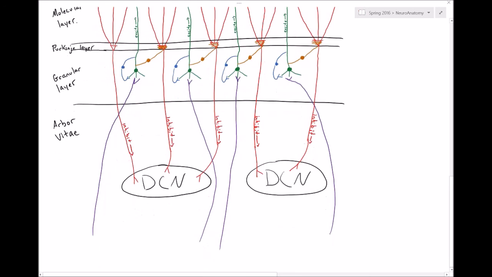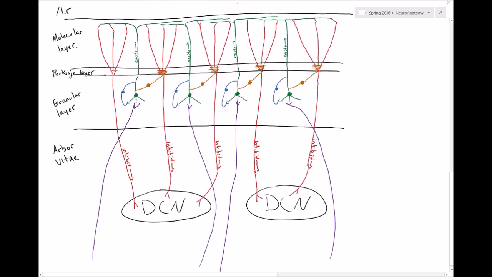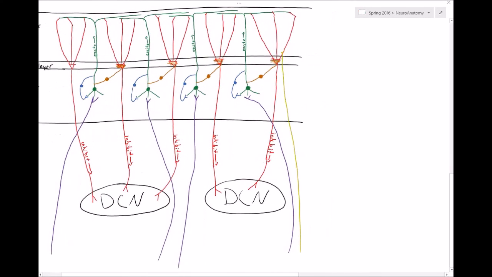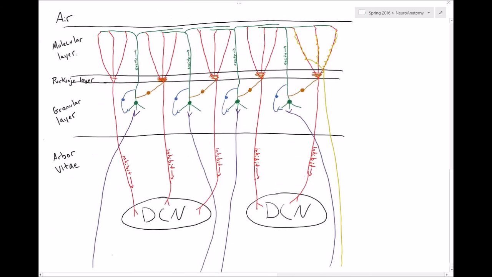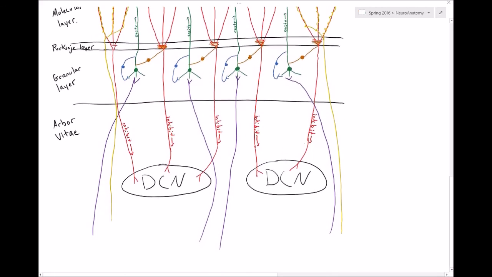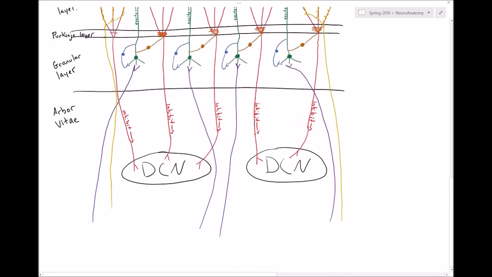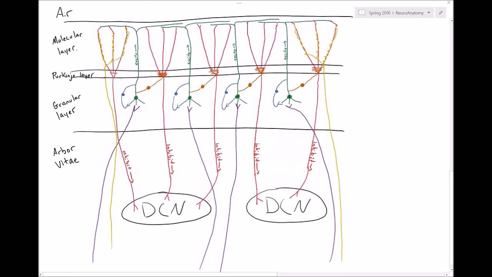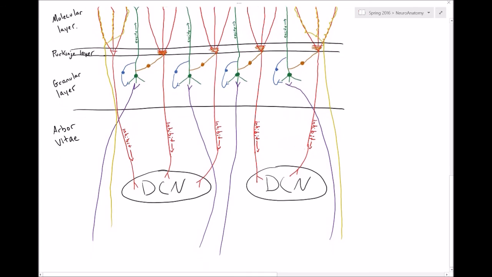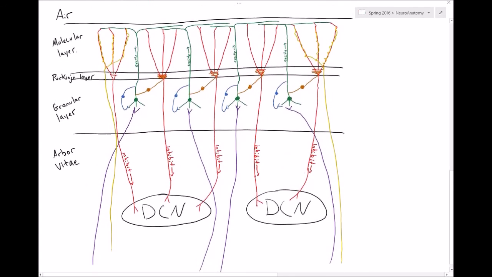Some fibers come in and travel straight to the dendrites of the Purkinje cells. These are called climbing fibers. The pathway that falls into this category is the olivocerebellar pathway. These climbing fibers excite the Purkinje cells, and the excitation is very powerful. And this is really helpful because these fibers are involved in balance.